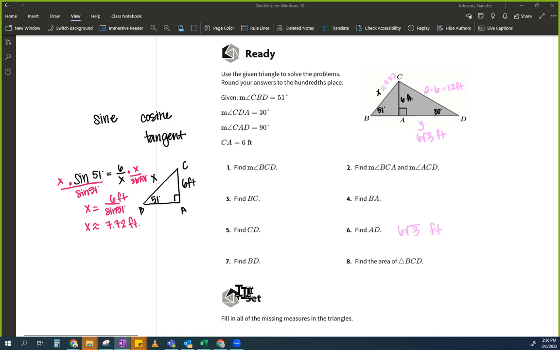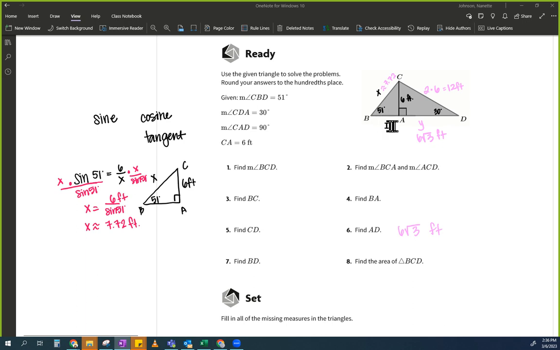Okay. So then it says find BD. Oh, find the whole thing from B all the way to D. Okay. So what I would do is, let's see. I already know this part, but I don't know this part. And I can't use the Pythagorean theorem on BCD. You should know why, right? Because it's not a right triangle.